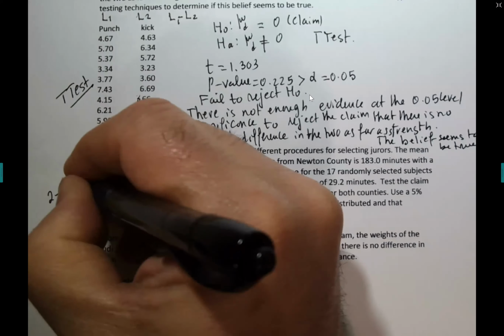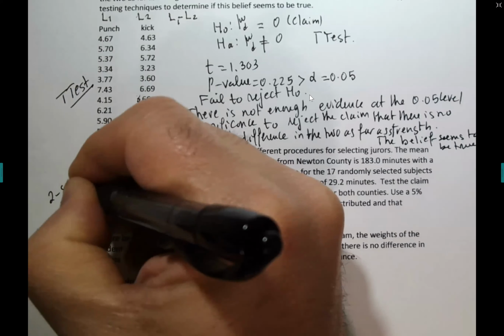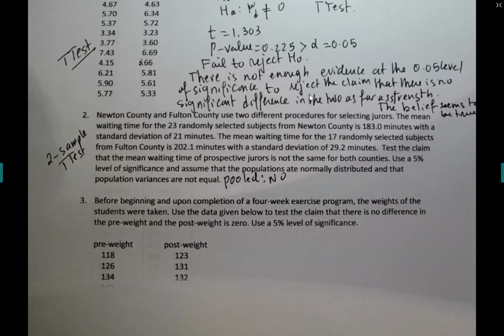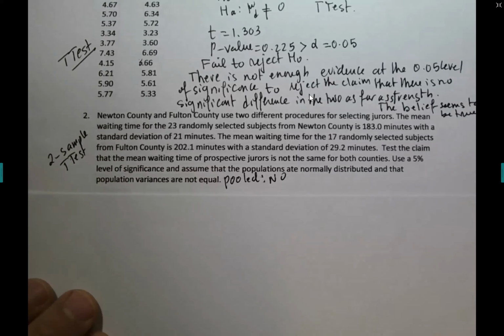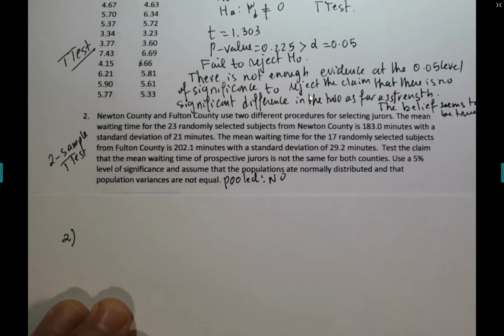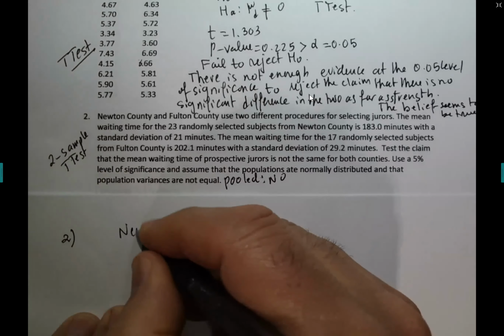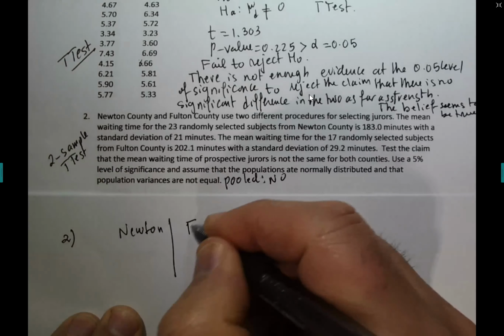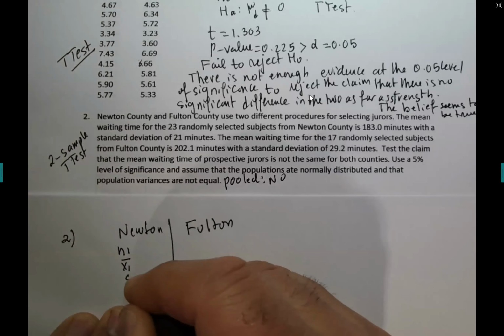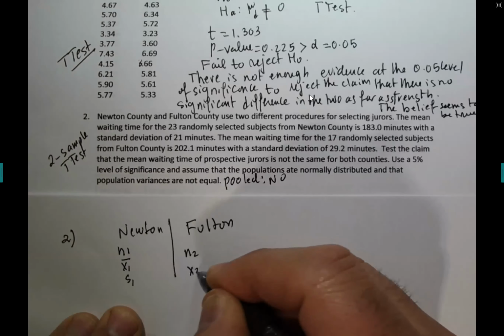Two-sample t-test. I'm going to set it up on a separate page. And that's number two. So we did number one of the review. Newton County and Fulton County use two different procedures for selecting jurors. So we have two counties, Newton and Fulton. So we need N1, we need X1 bar, we need S1, and we need N2, X2 bar, and S2.